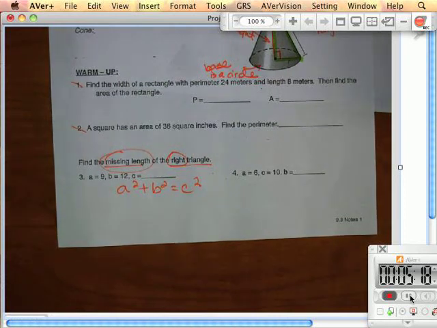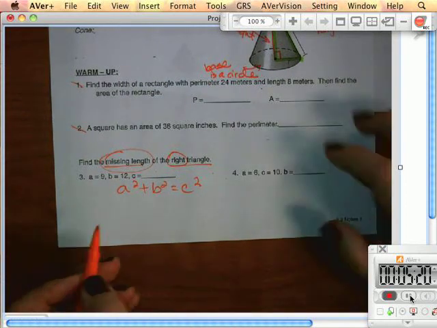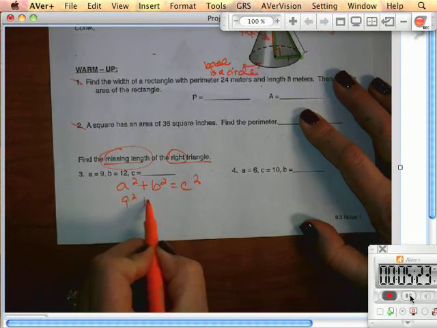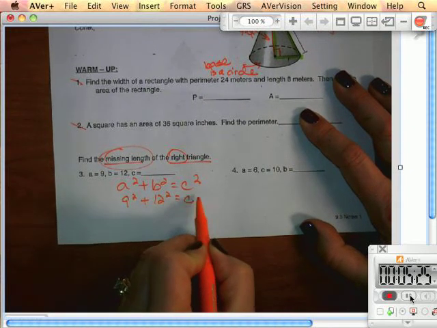Gentlemen? Okay, so I'm going to plug in A, plug in B. I don't know C.